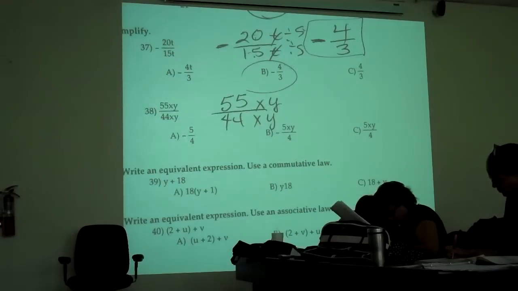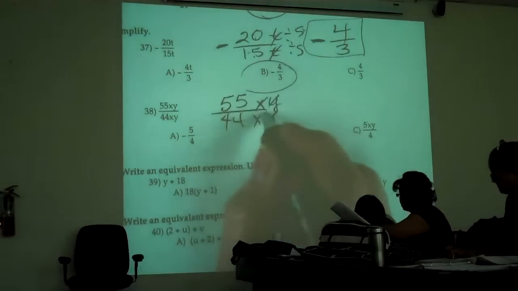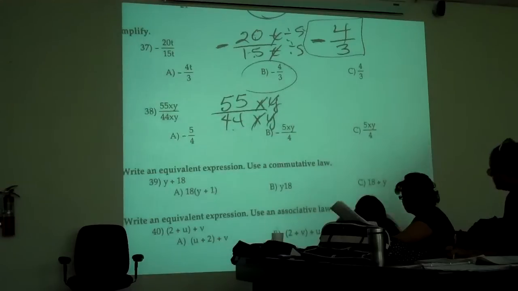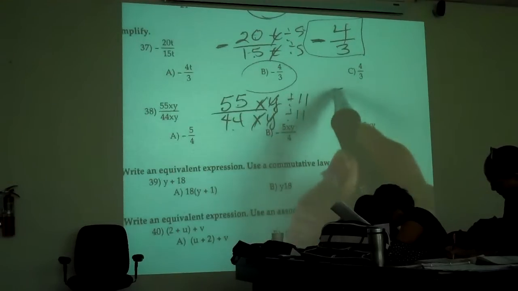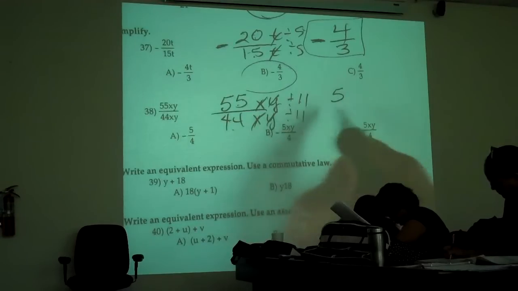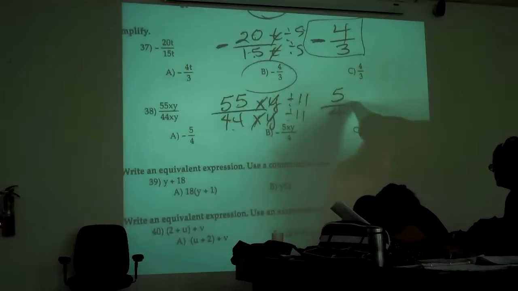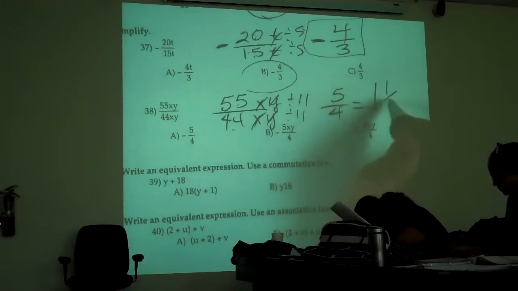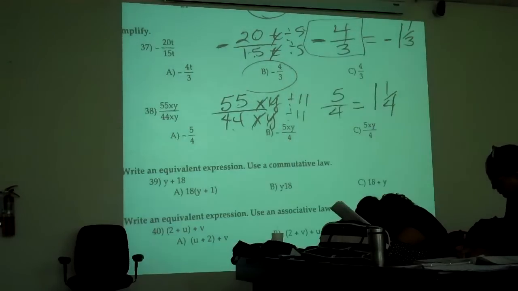The x's and y's both cancel, right? Y's cancel, x's cancel. What are we going to divide by? 11. Yeah. 55 divided by 11, 44 divided by 11. So it's just 5/4, which would be 1 1/4. This one is negative 1 1/3.